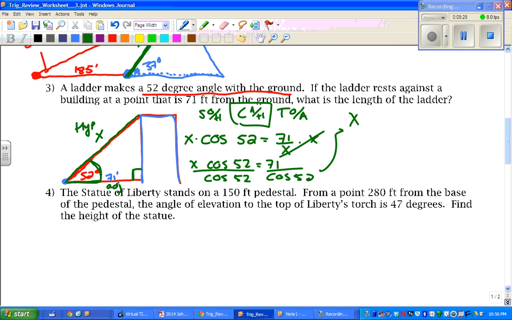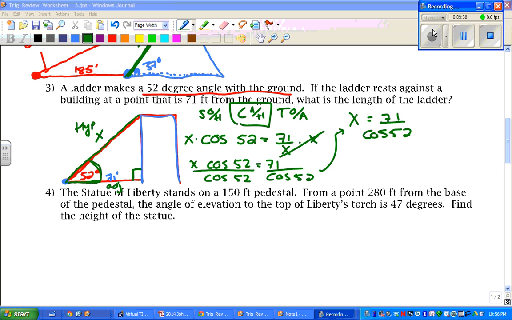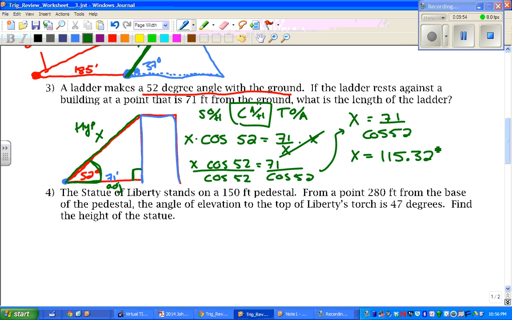So x comes out being 71 over the cosine of 52. And this is going to go into my calculator. Please make sure that you have it in the right mode. And so when I type this into my calculator, I get my answer of 115.32 feet. I have to make sure I label my units, and that is the length of the ladder.